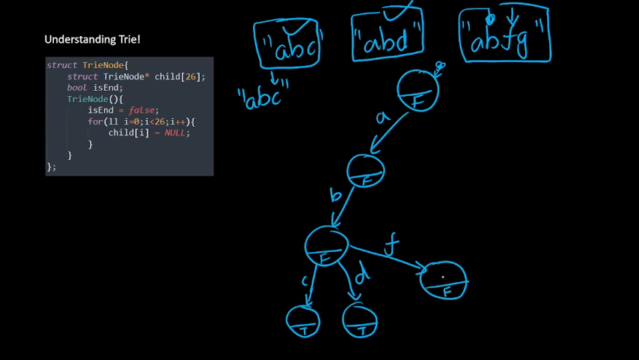Now you come over to this F. Whenever you don't have a child that you're looking for, you create a new trie node. Then you'll check for G. Does F have a branch leading to G? No, it does not. So you'll create a new one, G, and now this will be marked as true. So this was the trie.